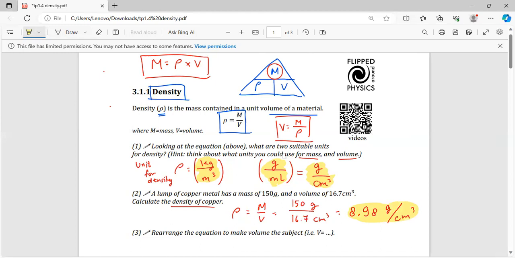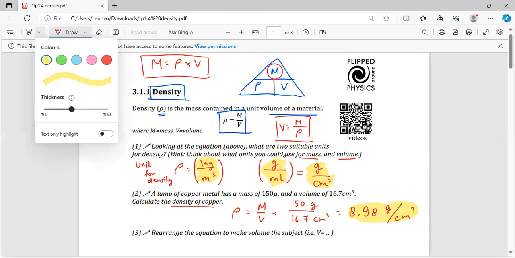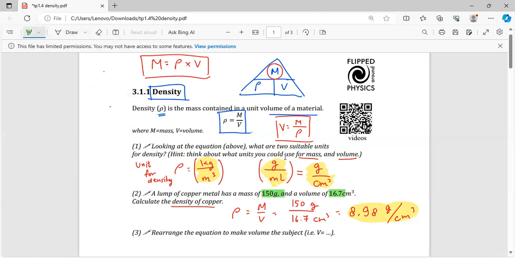Whenever we do the equation, the units of density depend on the units of the mass and the volume itself. So you better watch carefully about this. Look, this is in gram and this is in centimeter cube, mass over the volume.